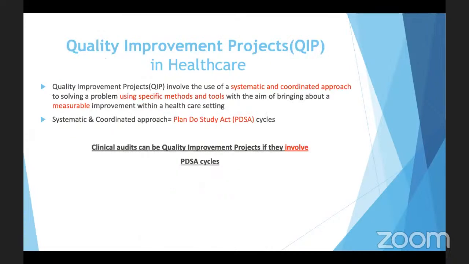Okay, so one particular term that you will hear is quality improvement projects in healthcare. ये कोई ज़्यादा complex चीज़ नहीं है, इसमें बस ये है कि clinical audits are basically they are types of quality improvement projects if they involve PDSA cycles, which is Plan, Do, Study, Act cycles. अब ये क्या होती हैं, I will explain in further slides.